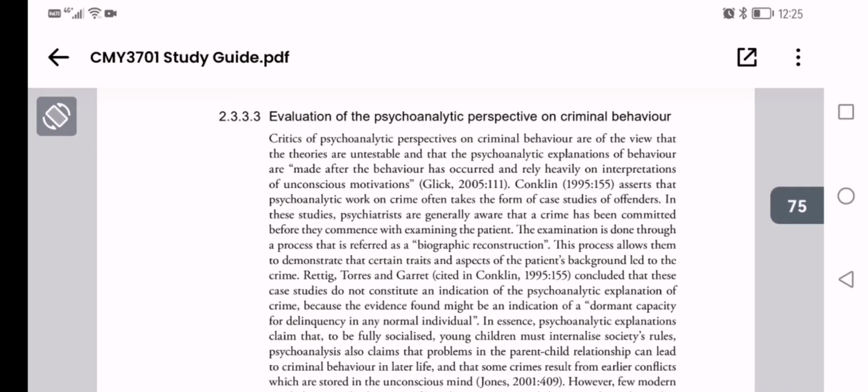of criminal behavior. These insights lead us to evaluate the psychoanalytic perspective on criminal behavior. I will stop here for now. Okay, let's continue. Evaluation of the psychoanalytic perspective on criminal behavior.